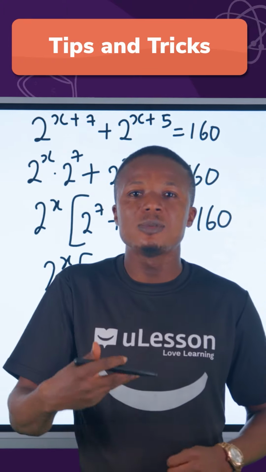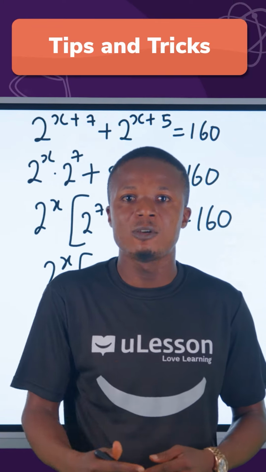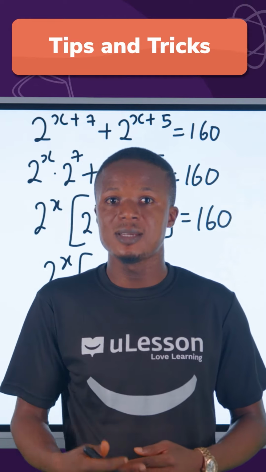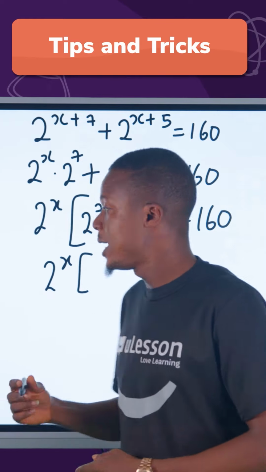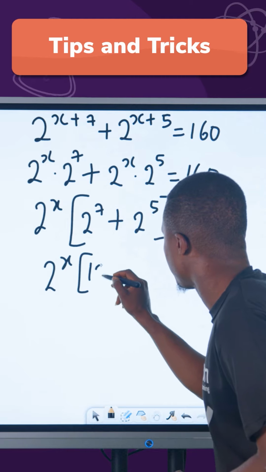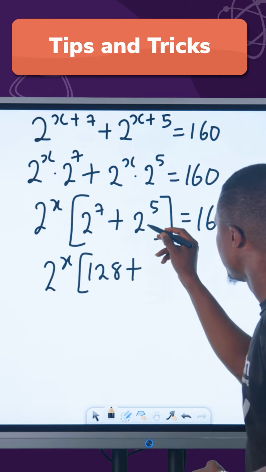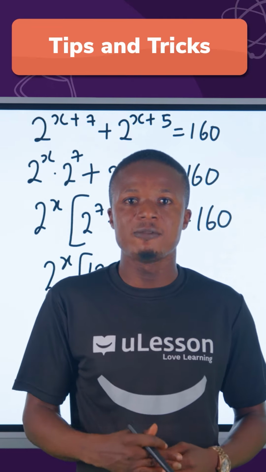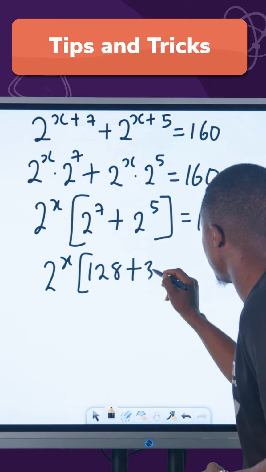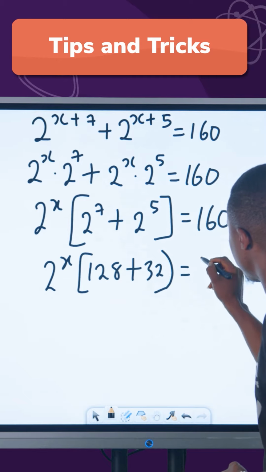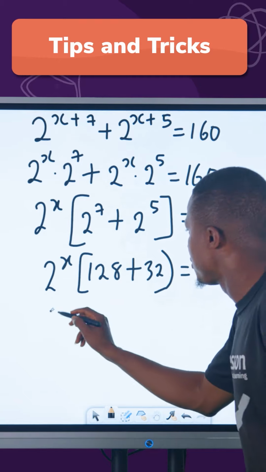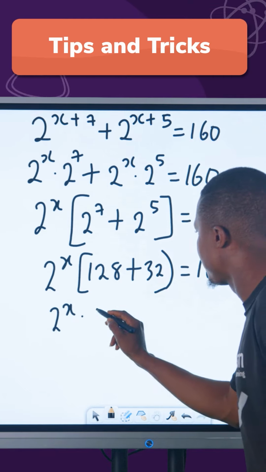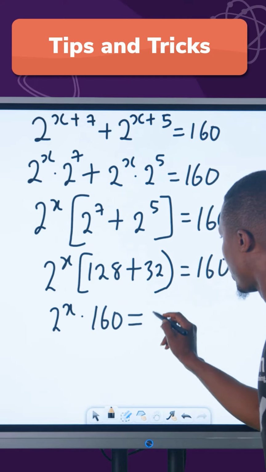Then again, you shall be having 2 to the power of x into 2 to the power of 7, which means 2 times 2 times 2 into 7 places, and that will give us 128. When you multiply 2 by itself 7 times, it must give you 128. Hence, 2 to the power of 7 is 128, plus 2 to the power of 5 means multiplying 2 by itself 5 times, which will give us 32. So you have 32 equals 160. And when you add 128 and 32, you shall have 160 equals 160.